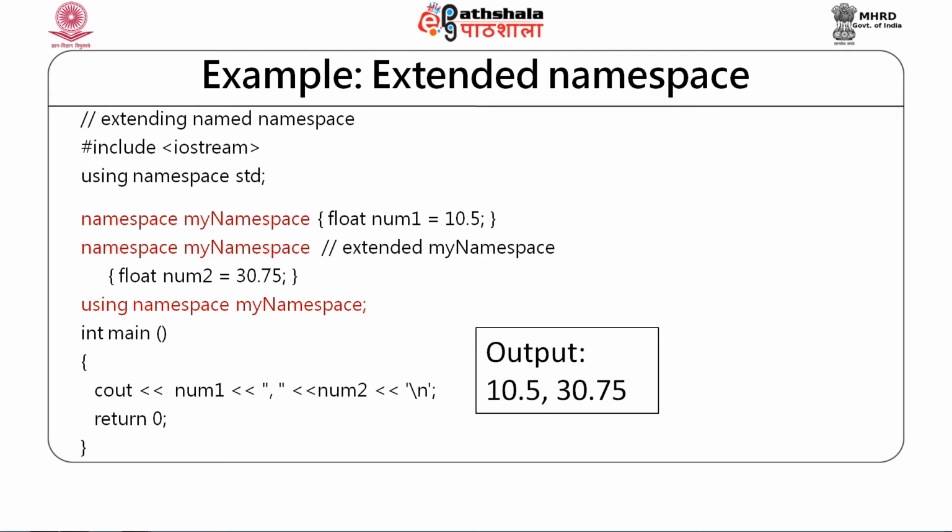So, when we use the using keyword to import all the elements of the namespace, here we have used using namespace and then my namespace, it will bring all the elements of my namespace into the current scope. Here the current scope of course is file scope, because it is outside a function, and therefore we can refer to num1 and num2 without any qualification, just by saying using namespace. The main thing here is extending the namespace by defining the namespace with the same name again.